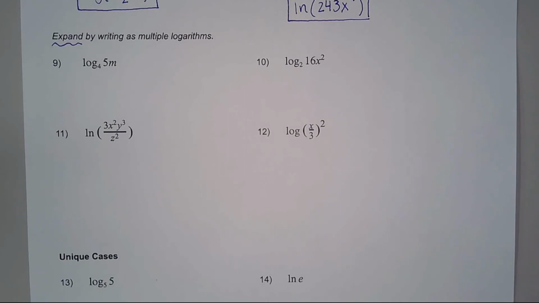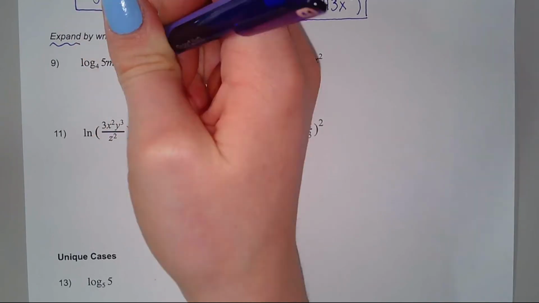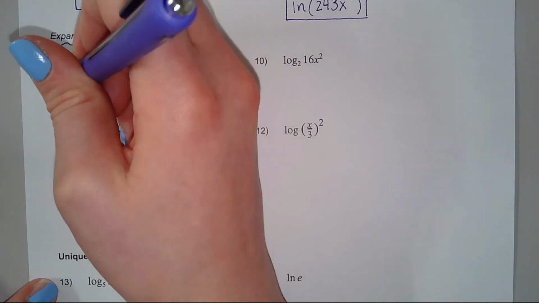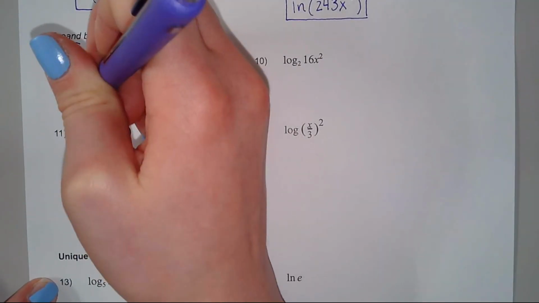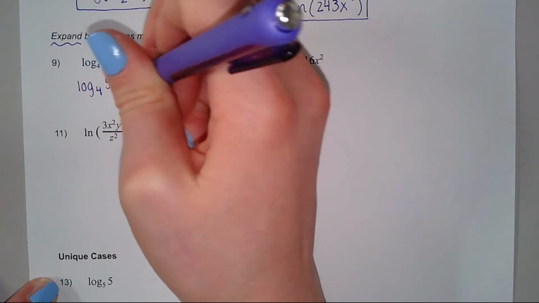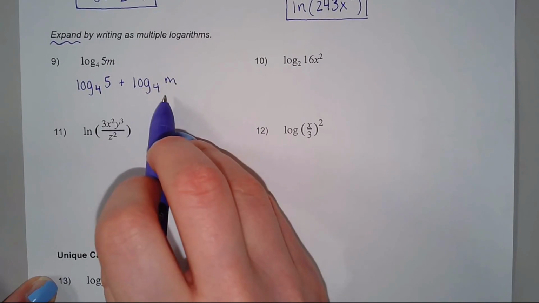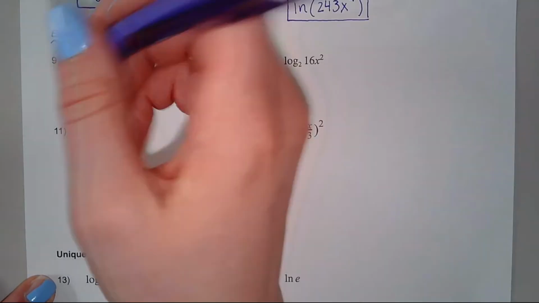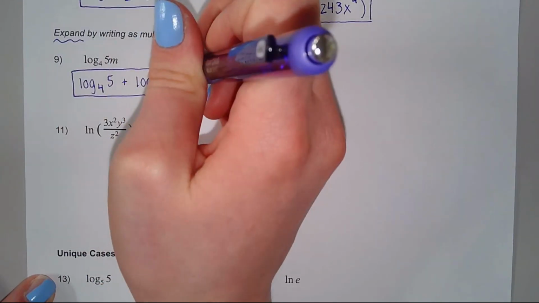So first, if I were to think about this, this is 5 times m, and since we're multiplying, we could change that into addition. So I'm going to get one log with the 5. Again, we'll keep that base 4, and I'll add it to another log with the m. Notice that your base stays the same. The base never really changes throughout this entire process. So we're just expanding. We changed that multiplication into addition.